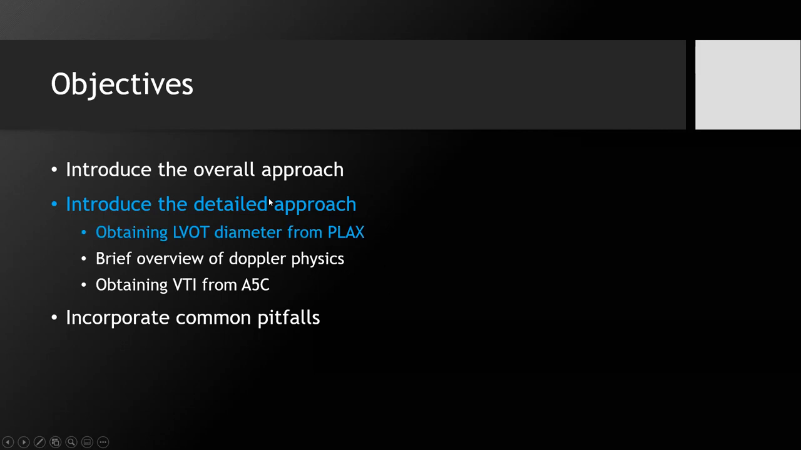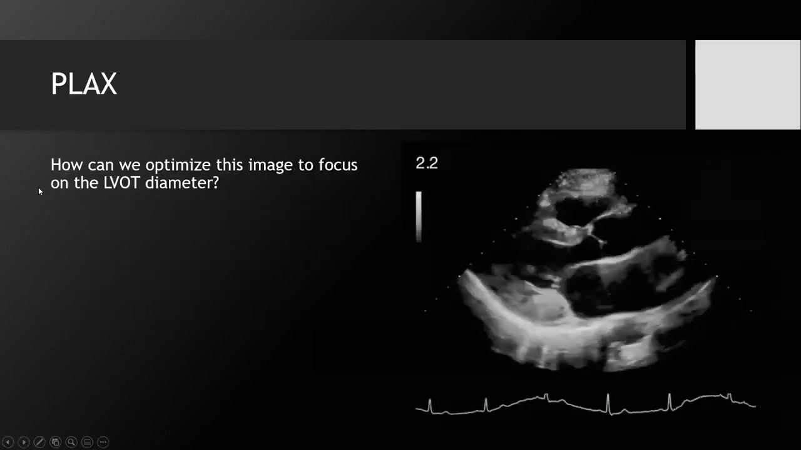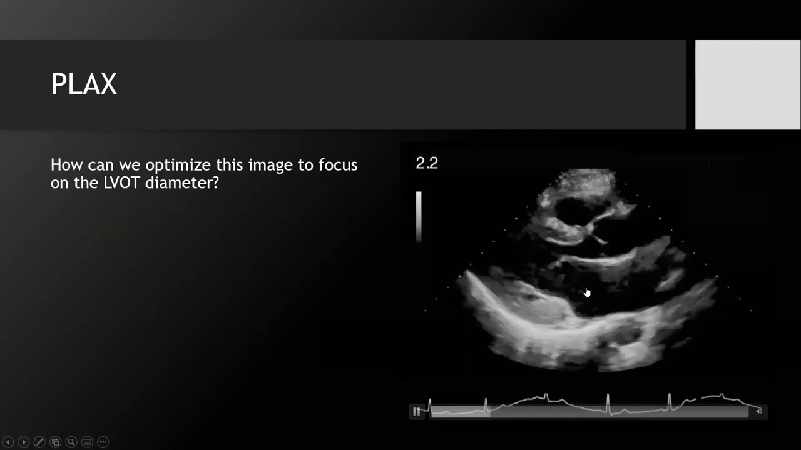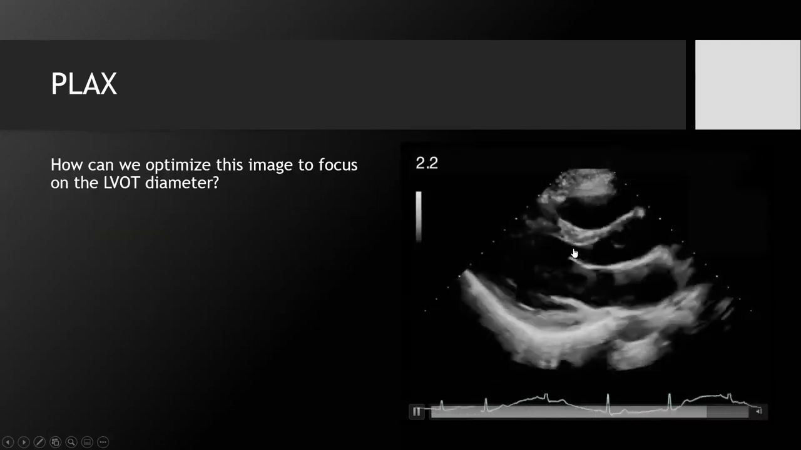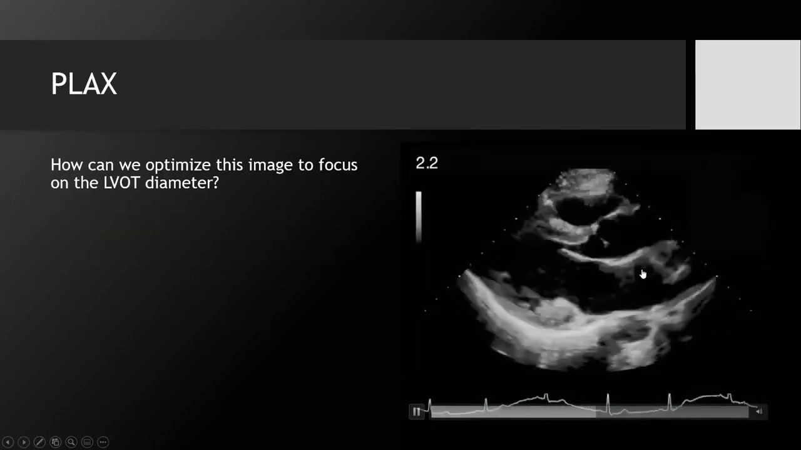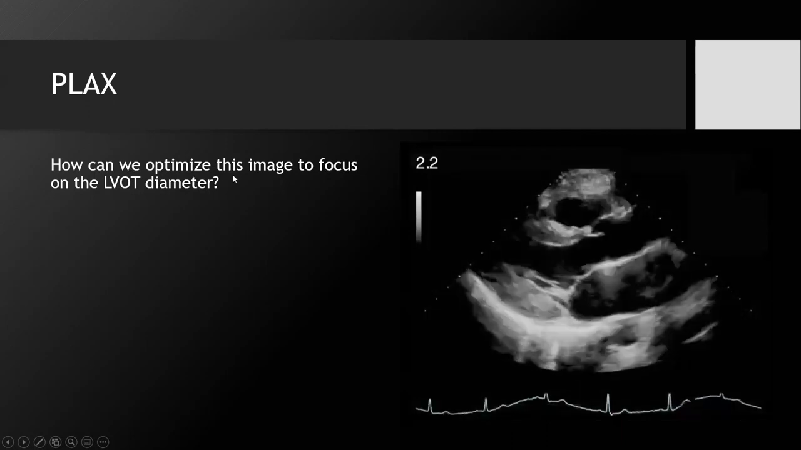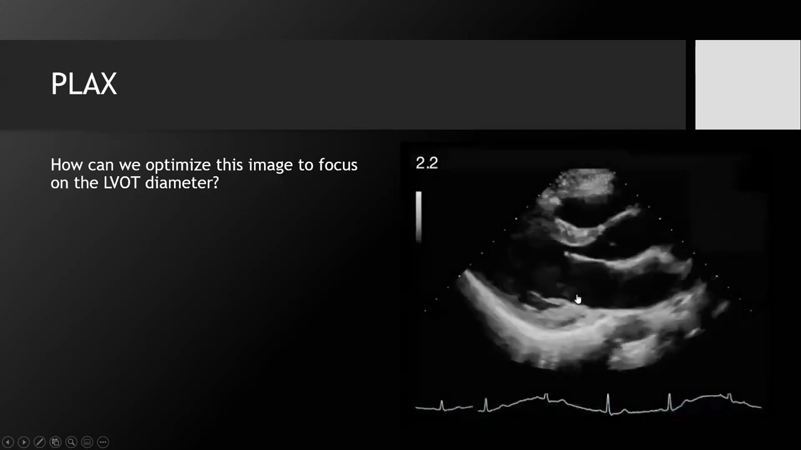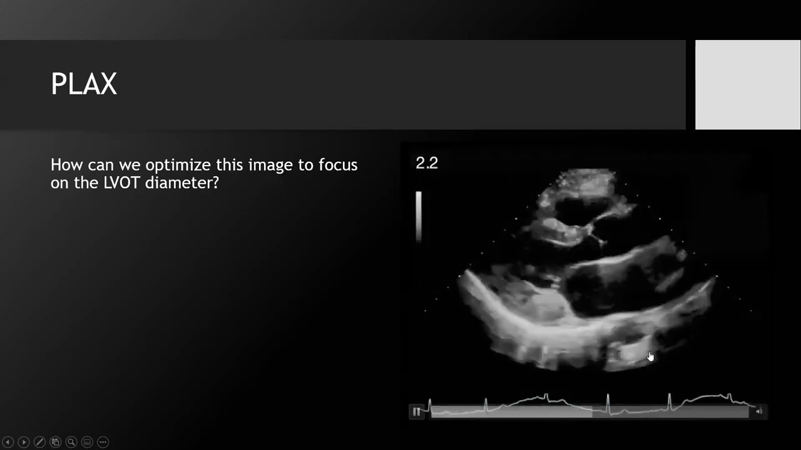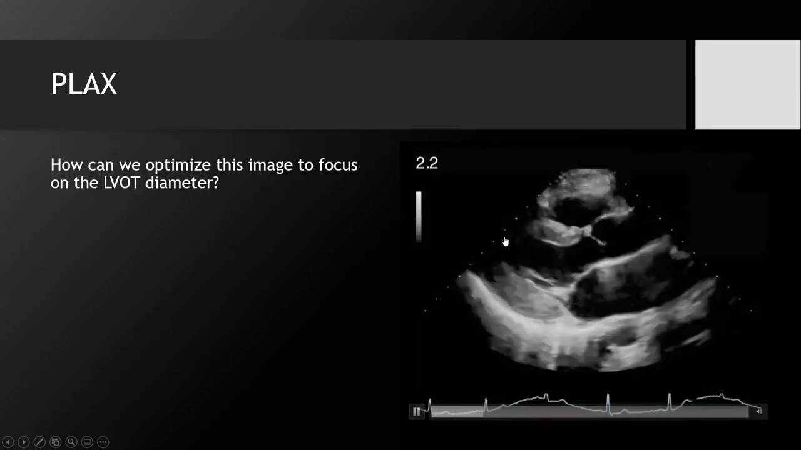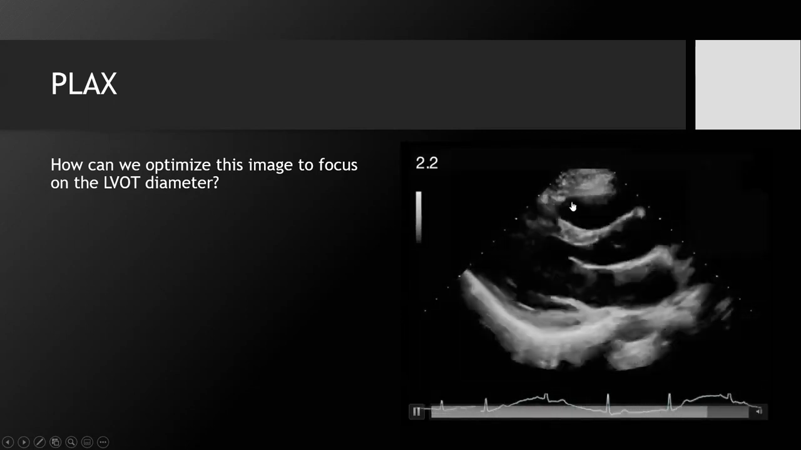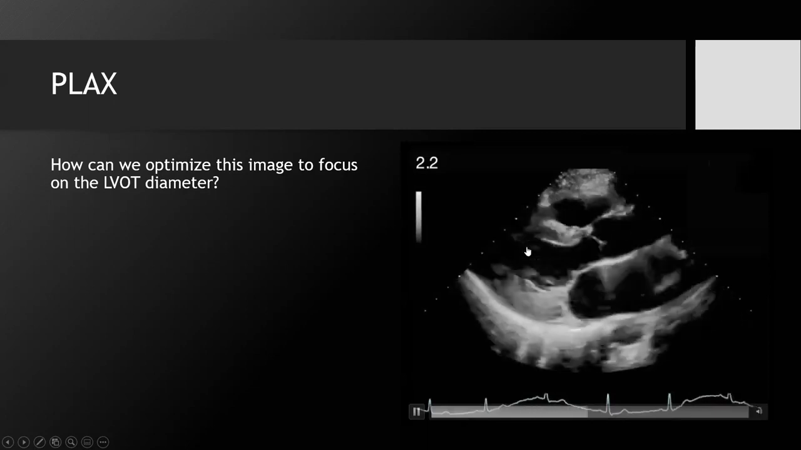So how do you get the LVOT diameter from the parasternal long axis? This is a normal parasternal long axis view. It's the same clip from all of our lectures, so I'm sure it's becoming familiar to you. How can we optimize this image to focus on the LVOT diameter? Now, usually, you're getting this parasternal long axis because you want to see the LA, and you want to see the LV, and you want to see the LVOT, and you want to see the RV, and you want to see this width.